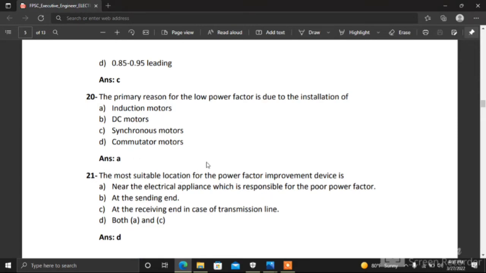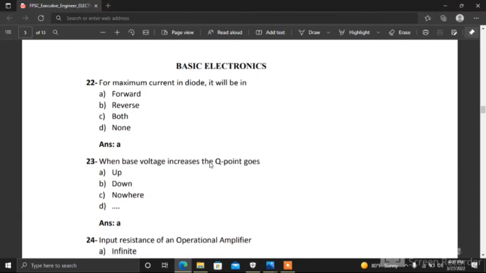The most suitable location of power factor improvement device is, correct option is D, near the electrical appliance which is responsible for poor power factor, or at the receiving end in case of transmission line. For maximum current in diode, it will be in forward bias. Correct option is A. When base voltage increases, the Q point goes up. Correct option is A.